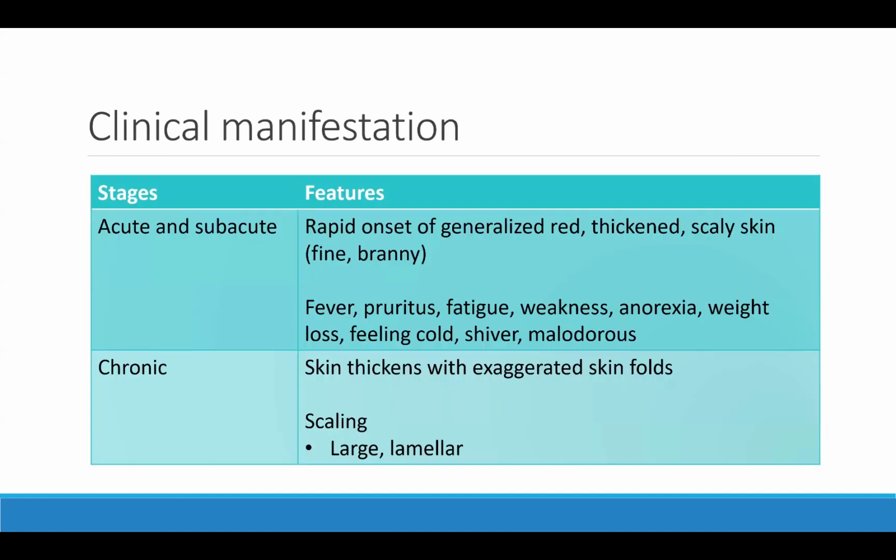Now, there are basically two stages in erythroderma. In the acute and subacute phase, you have rapid onset of generalized, red, thickened, and scaly skin, which can be fine and branny scales. Patients also present with fever, pruritus, fatigue, weakness, anorexia, weight loss, feeling cold, shivering, and they are malodorous. Over time, it becomes chronic and the skin thickens with exaggerated skin folds, and the scaling becomes large and lamellar.